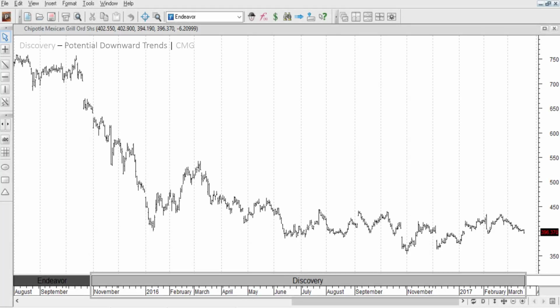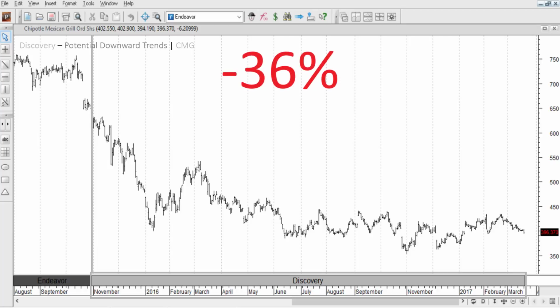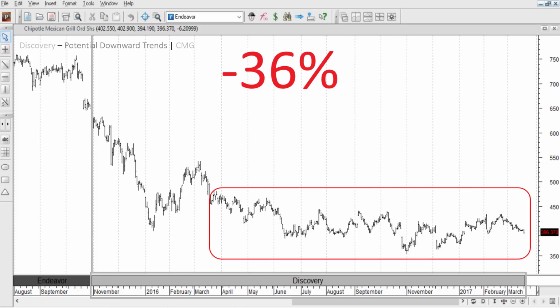This is Chipotle, ticker symbol CMG. Its price moved into the Discovery category back in November of 2015, and since then has fallen more than 36%. And if that wasn't bad enough, it spent the last 12 months in consolidation, bouncing around at its lows, tricking people into thinking that it was going to take off when it had no chance of doing so. But with the Discovery classification, you would have immediately known back in November that price was not going to move up anytime soon.